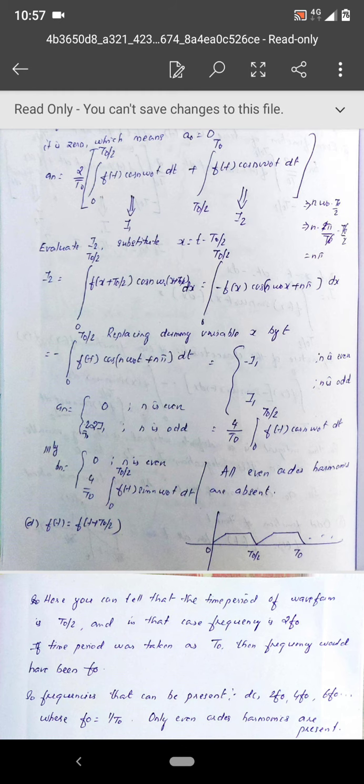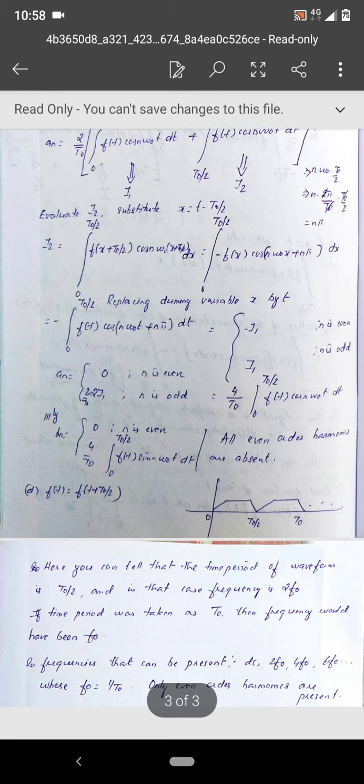That is, A naught is present. Then all even terms of An, that is A2, A4, A6, are present. Likewise all even Bn terms are present, that is B2, B4, B6. So in this fourth symmetry, all even order harmonics are present and all odd order harmonics are absent.